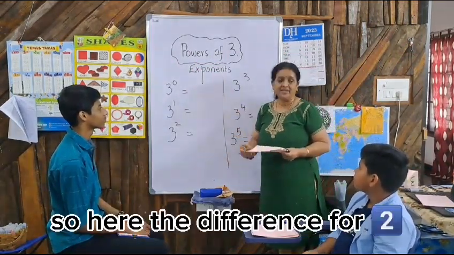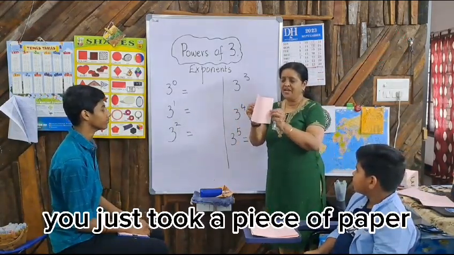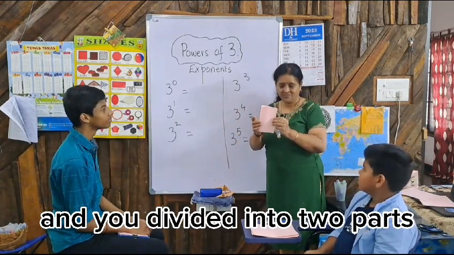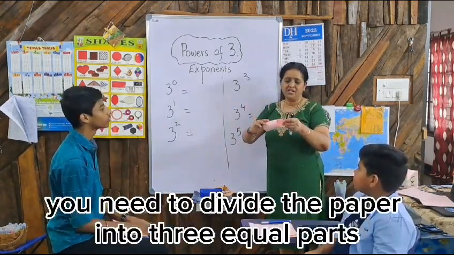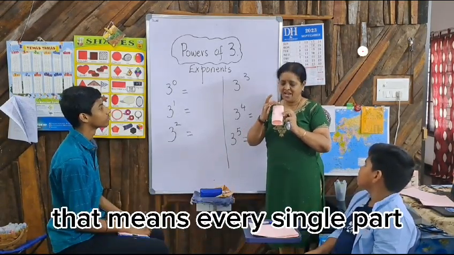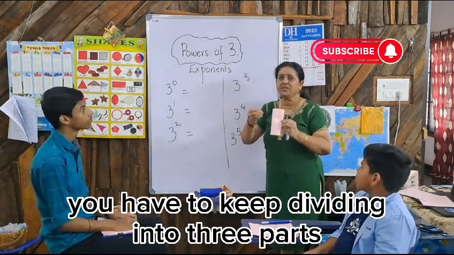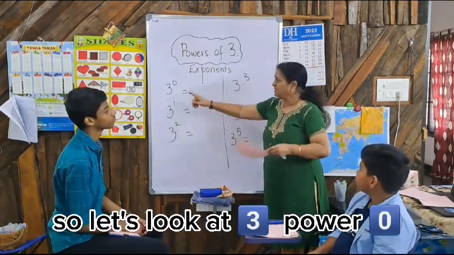Alright, so here the difference is, for 2 you just took a piece of paper and divided it into 2 parts. Whereas when we have 3, you need to divide the paper into 3 equal parts. That means every single part you have to keep dividing into 3 parts. So let's look at 3 power 0.